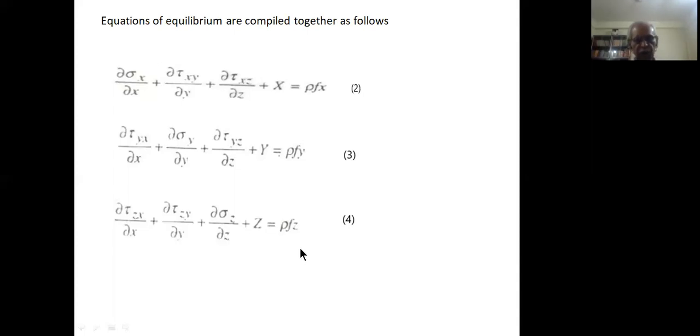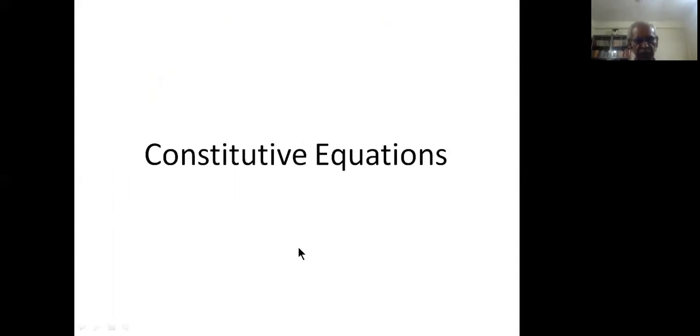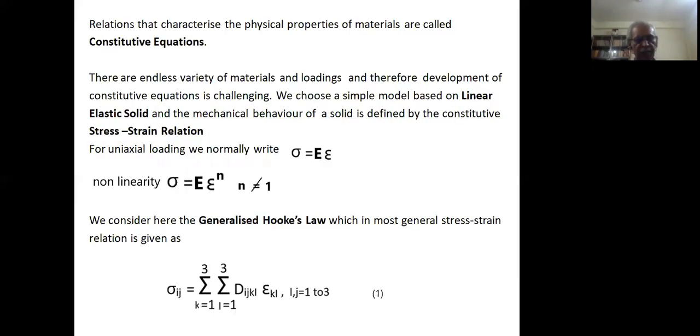Now we go to the next important set of equations, which are the constitutive equations. Constitutive equations basically give relations between parameters or quantities that are required in solving a solid mechanics problem. We say that the relations that characterize the physical properties of a material are called constitutive equations. Here, remember, the physical properties of the material are important.